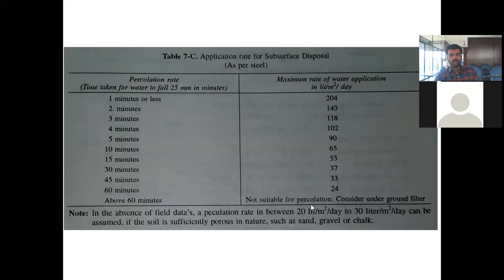If the percolation rate is reducing, the size of the tank will increase. When the percolation rate is very low, the size of the tank will increase. So the percolation rate has to be good. Otherwise, if there is no percolation, we have to opt for another option called the dispersion trench. That dispersion trench, and manifolds, we will be studying tomorrow.